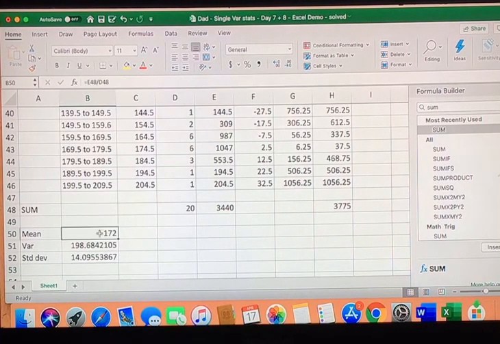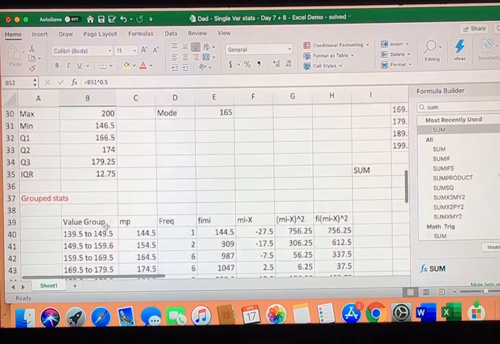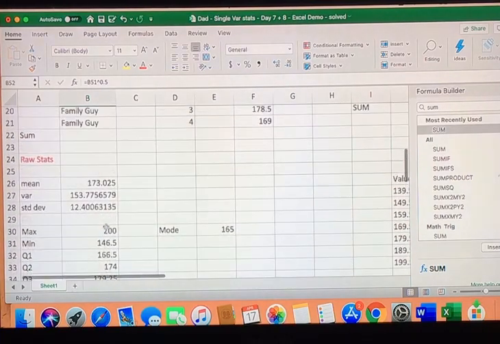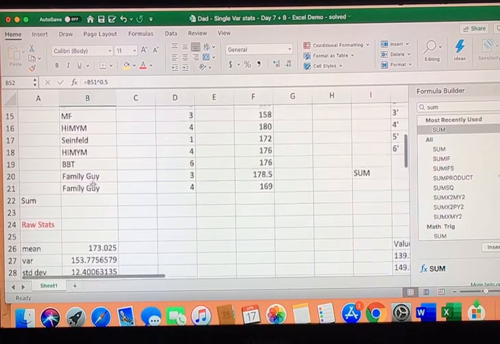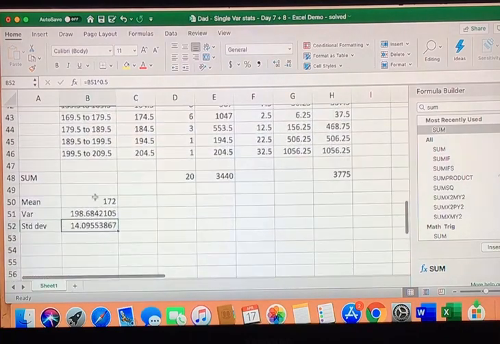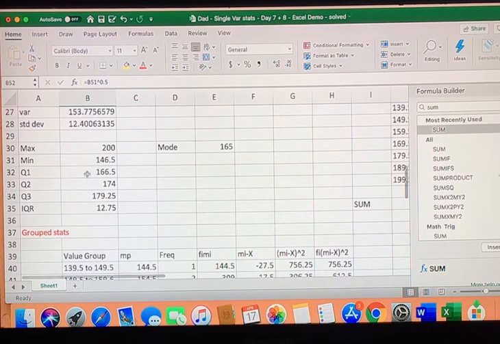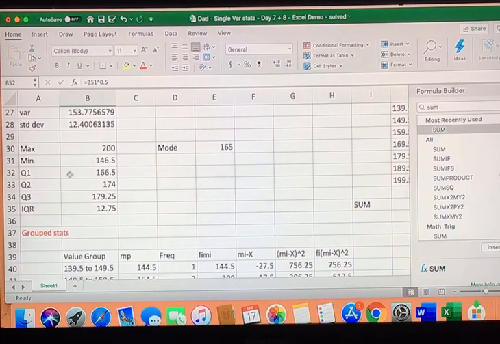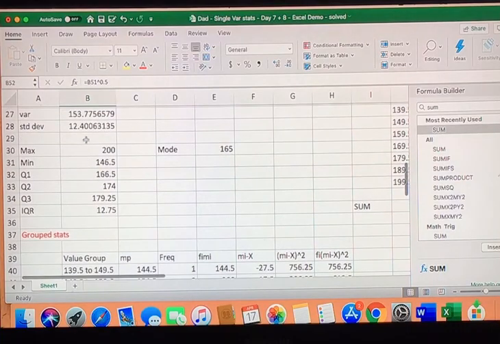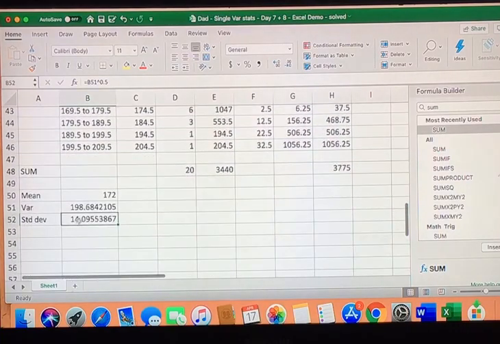Okay, so we've got our grouped mean, grouped standard deviation. We go back and look at it. It's not too terribly different. Here we've got a mean of 173. For grouped, we have 172. For our standard deviation, we've got a 12.4. For here, we've got a 14.09. We treated them both as samples. But here, of course, we had to do it from scratch, which is a little bit more work.